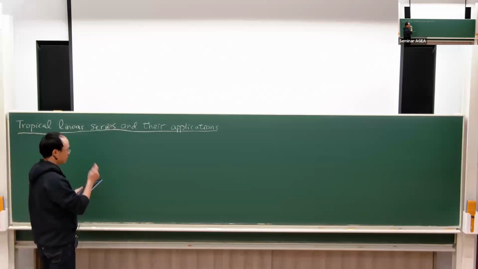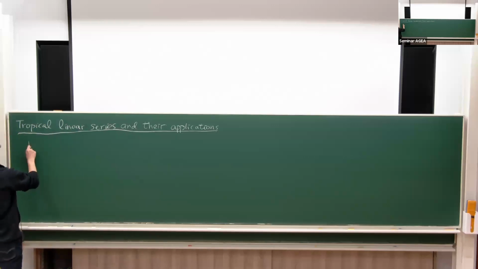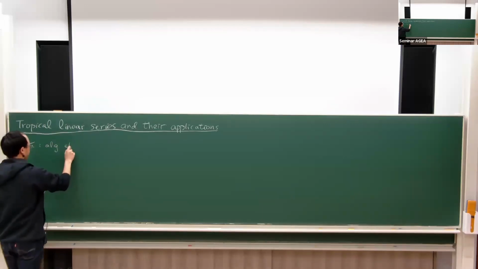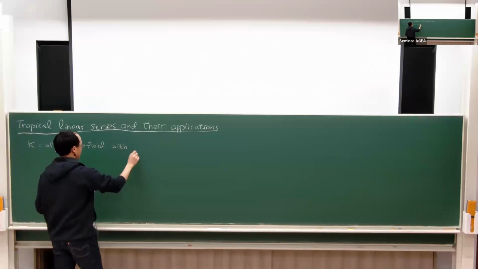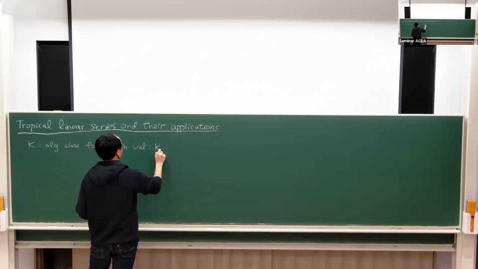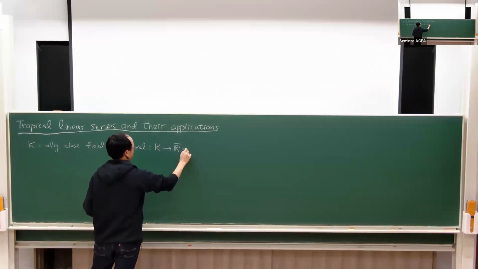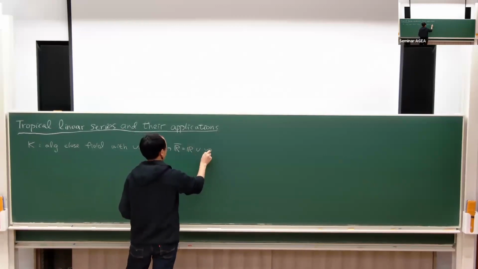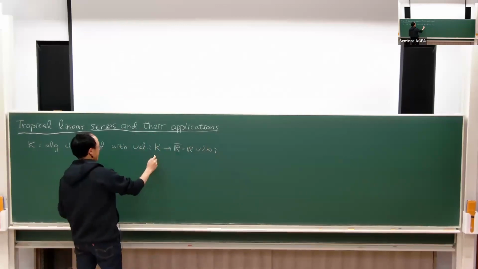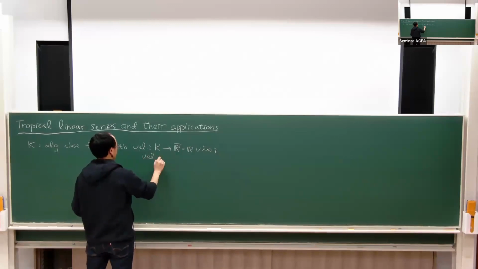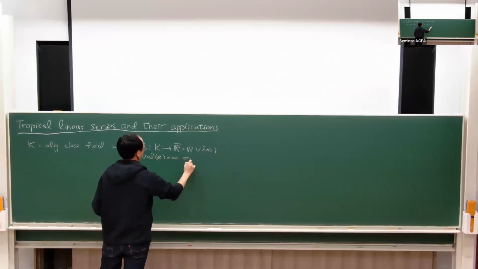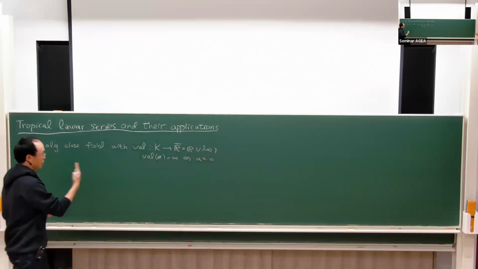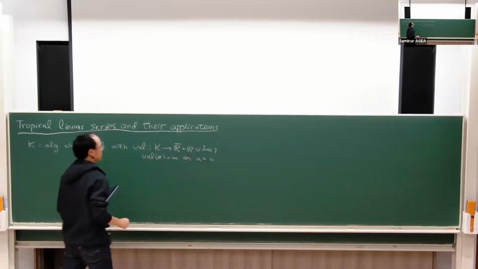Yeah, so let us fix the notation first. In this talk, K will be an algebraically closed field with valuation from K to R bar, which is R union the infinity. Here the valuation is infinity if and only if the element is 0. So we make such an extension to R bar.